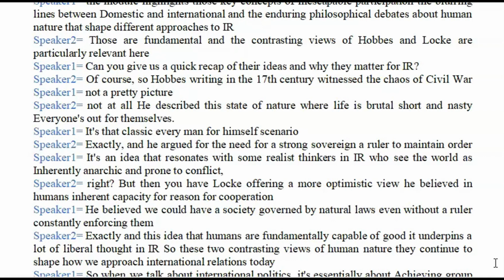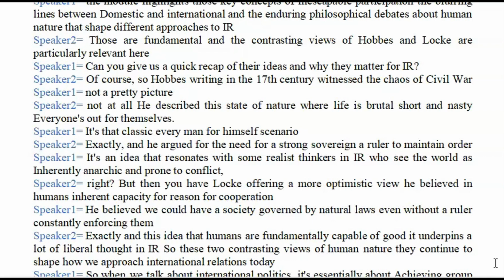Of course. So Hobbes, writing in the 17th century, witnessed the chaos of civil war. Not a pretty picture. Not at all. He described this state of nature where life is brutal, short, and nasty. Everyone's out for themselves. It's that classic every man for himself scenario. Exactly. And he argued for the need for a strong sovereign, a ruler, to maintain order. It's an idea that resonates with some realist thinkers in IR who see the world as inherently anarchic and prone to conflict. Right. But then you have Locke offering a more optimistic view.